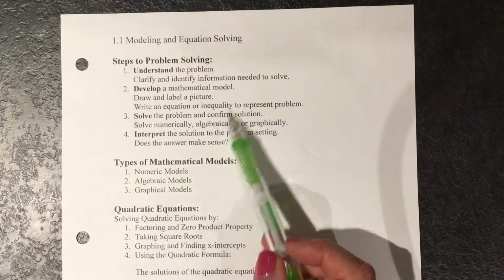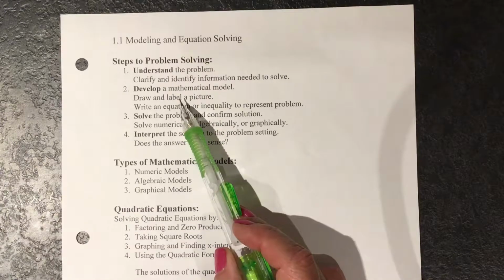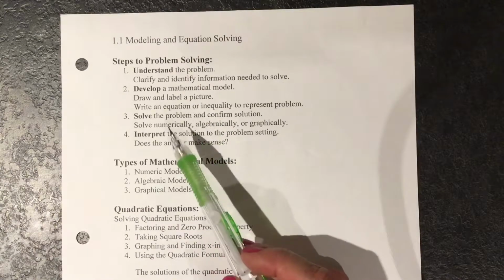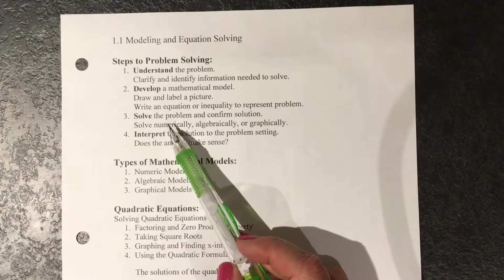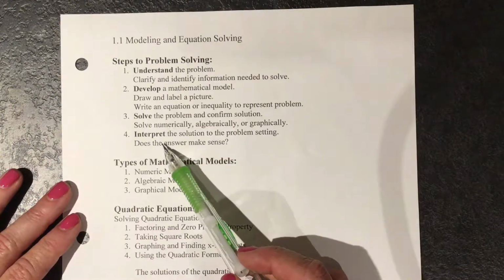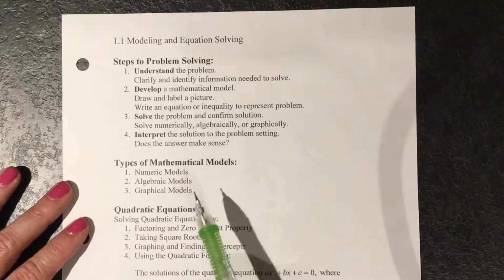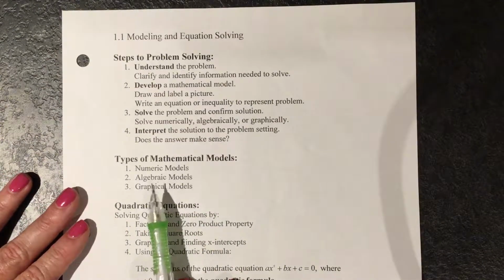So go back and make sure, first of all, that you understood the problem: is the model that you developed accurate? And did you make any mathematical errors as you were solving? Those are good questions to ask after you are working the problem and interpreting the answer. So in pre-calculus, we're going to be looking at different types of mathematical models.